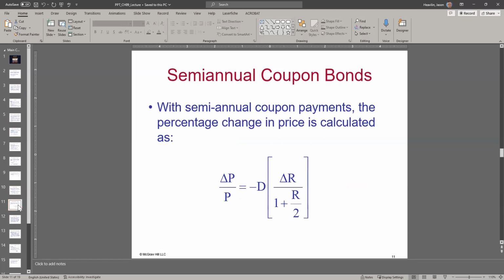Now, if you have a bond, those other ones we're assuming one payment a year. If you have a bond that starts breaking it down every 6 months, so this is a semi-annual coupon payment, the percentage change in price is calculated this way. You still get the duration that you calculated. Again, you can learn it through an Excel sheet video that we have posted. Don't forget the negative. And then just apply the change in rate divided by 1 plus the R over 2.